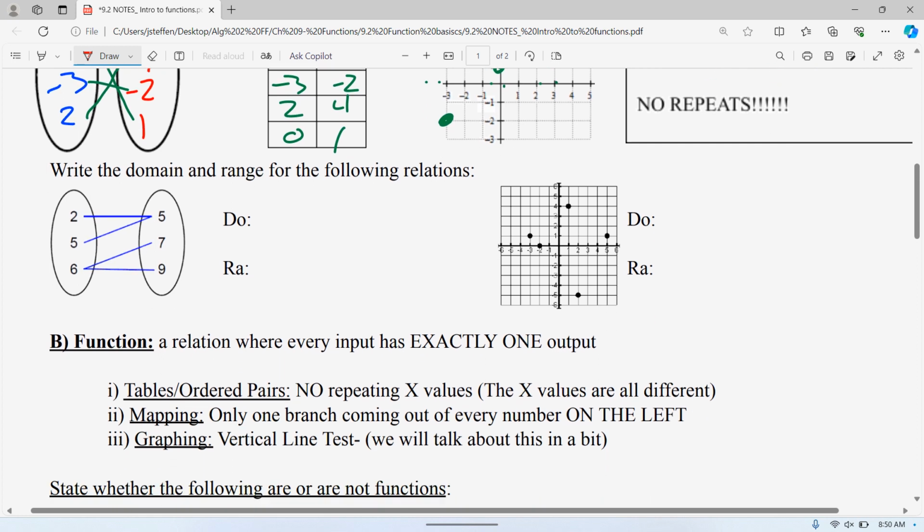So the next two on your own, real quickly, write the domain and range for the two relations. I'll give you guys about a minute to do that.